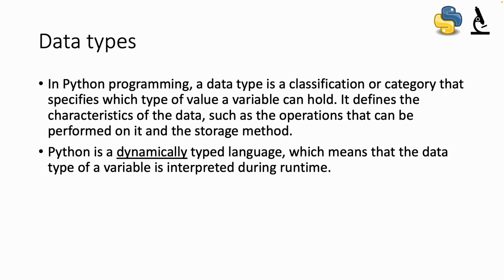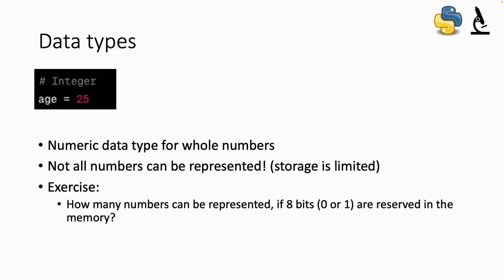Let's dive into the data types. For example, integer data types. For example, the age, 25. This is a numeric data type for whole numbers. But not all numbers can be represented as the storage is limited. So this you have to keep in mind.